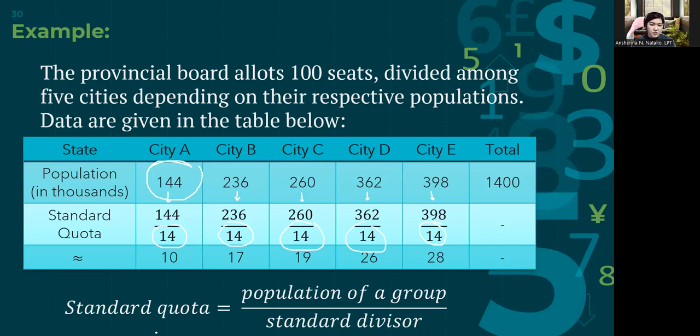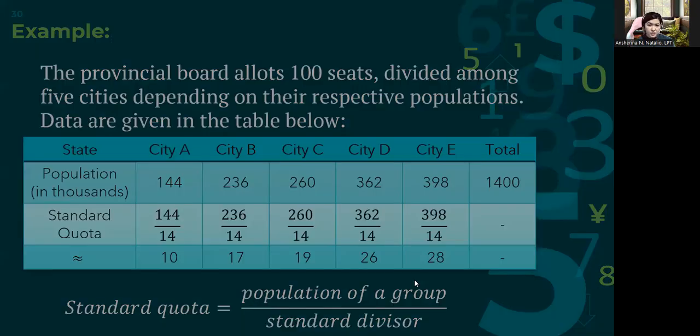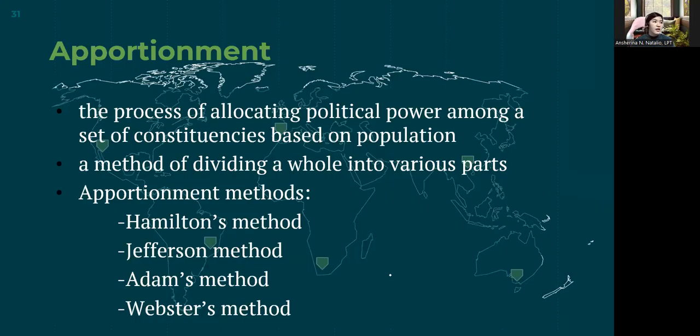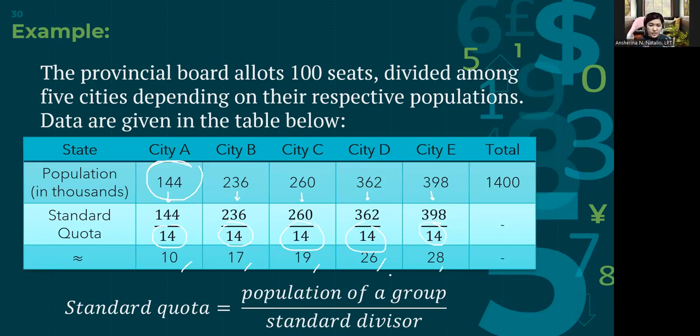Okay, para saan to? So ito yung mga nakuha nating results for standard quota. So what is this for? Now, when we want to allot, let's say for example, representatives, hindi naman pwedeng yung isang maliit na syudad, as in konti lang naman ang tao, dun pa manggagaling lahat ng representatives. At the same time, if you have a large city, kagaya nitong City E, 398,000 ang dami nila. Tapos, isa lang ang representative. Parang hindi naman pwede yon, no?